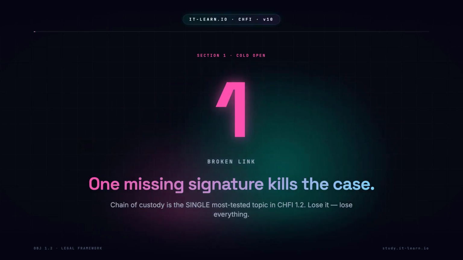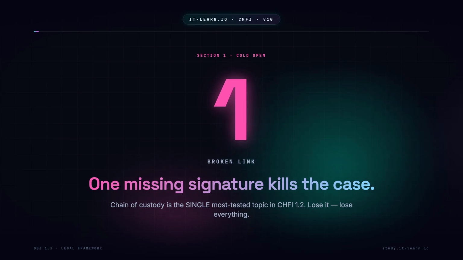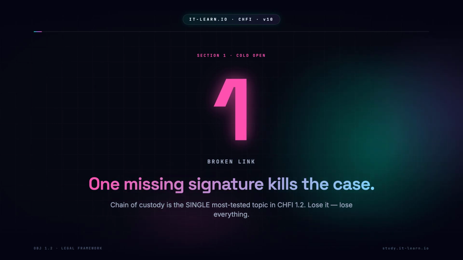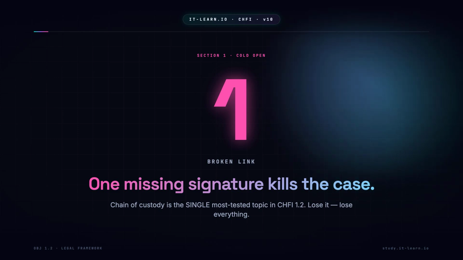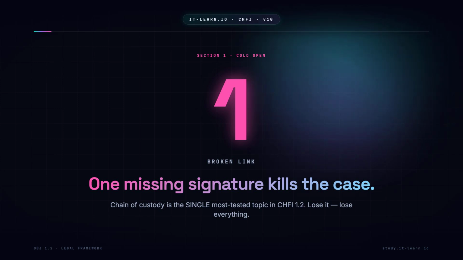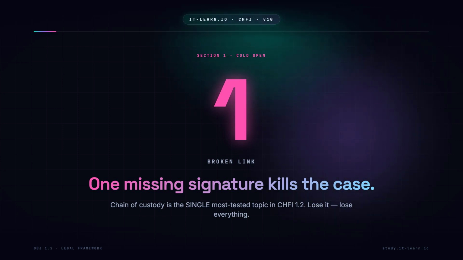One break in chain of custody, and your entire case is gone. Years of work, hundreds of artifacts, hash-verified images, all of it inadmissible. Because somewhere in the timeline, a signature is missing, a form is incomplete, a box of evidence sat on a desk for 90 minutes, unlogged.